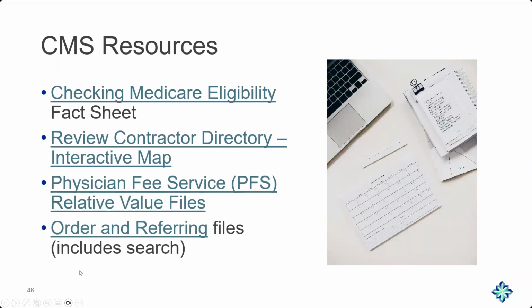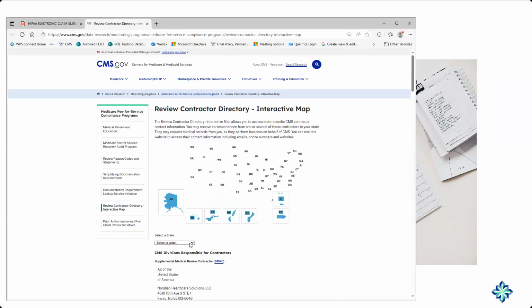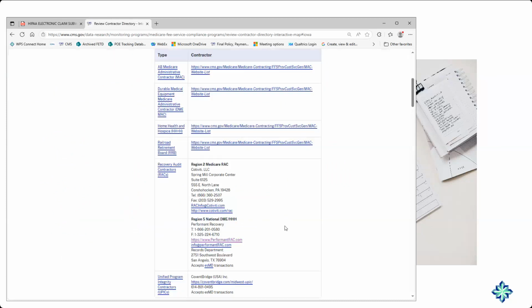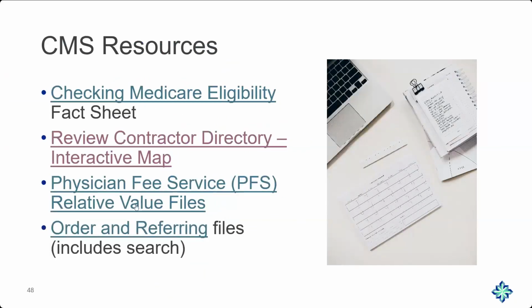Next is CMS resources. This is a fact sheet about checking eligibility. This is a review contractor directory interactive map, and I pulled it open. It's coming over on my other page. It's a map, and for some reason the map's not showing, but you can click and find for any state information on the various contractors and such, and the contact information. So that is good for knowing where to send the claim.